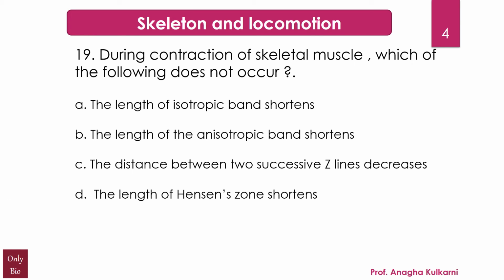And the correct answer for this question is B. The length of the anisotropic band shortens. This is something which never occurs because the length of the A band, that is the anisotropic band, remains unchanged during the contraction of the skeletal muscle.